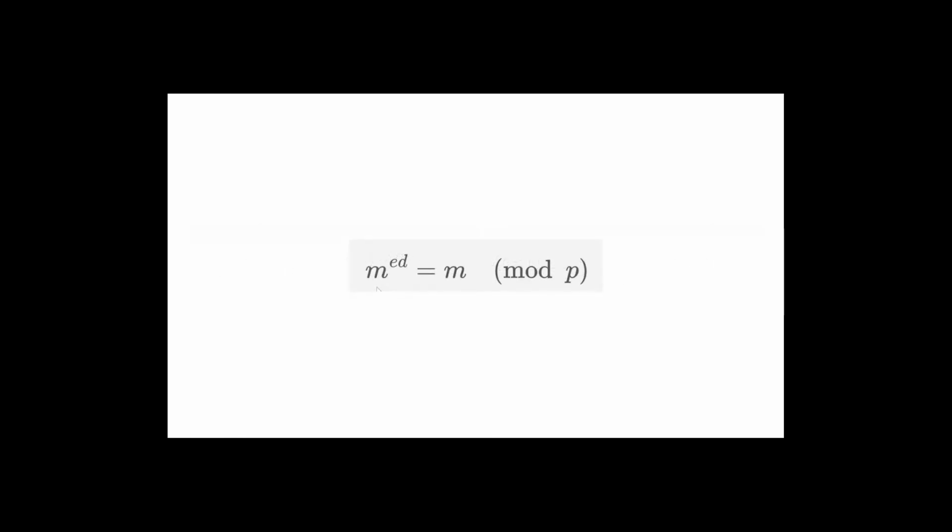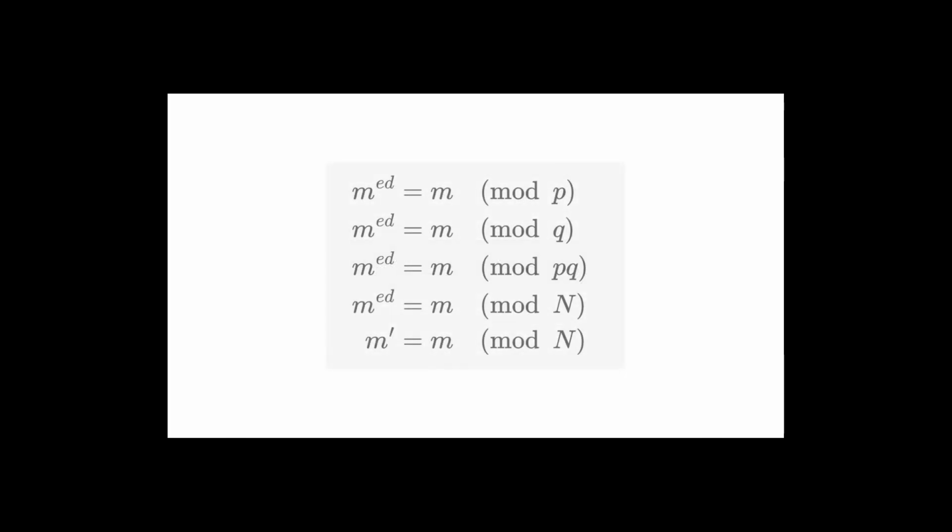And you have that m power ed is equal to m modulo p. We use the same reasoning and we have m power ed is equal to m modulo q. Therefore, m power ed is equal to m modulo pq, which is the same as m power ed equal to m modulo n, equal to pq. And therefore, you have the result that m prime is equal to m.